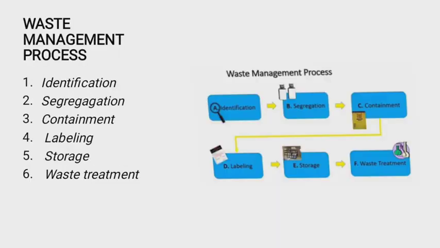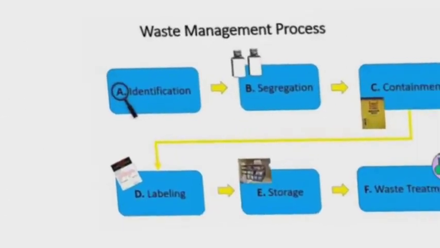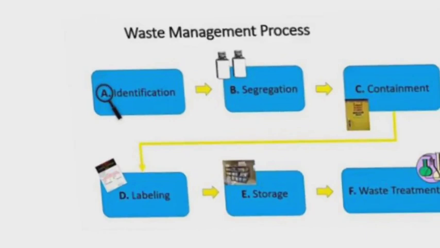And here are some steps for the waste management process. First is the identification: identify the chemical properties of the waste. B is the segregation based on chemical properties. C is the containment, knowing the type of container needed to store the waste. D is the labeling of the waste with essential information, and E is the storage of waste in a holding area.